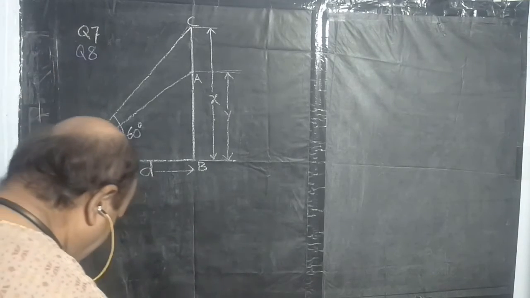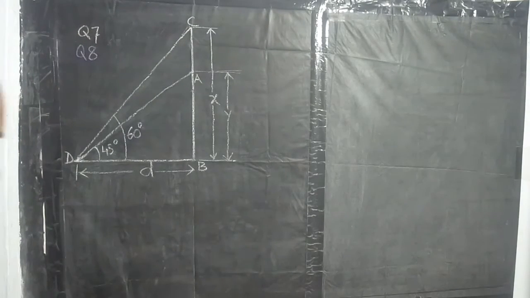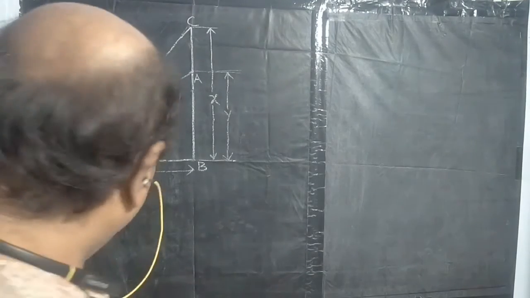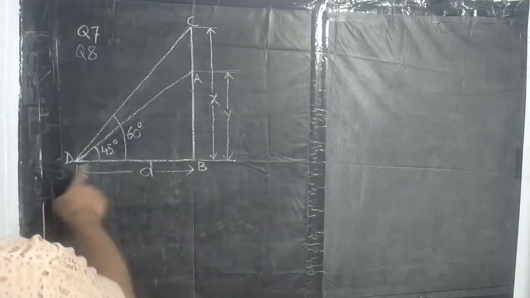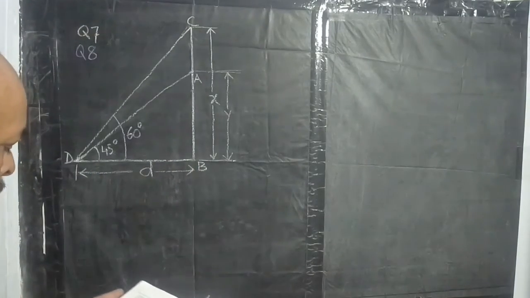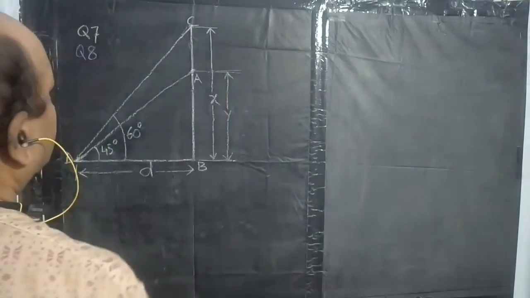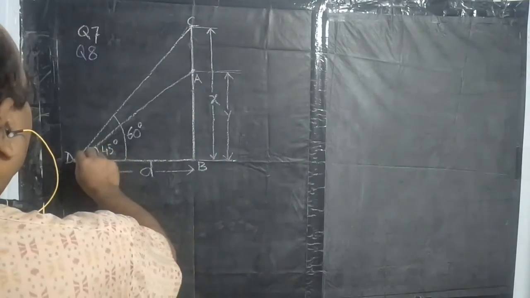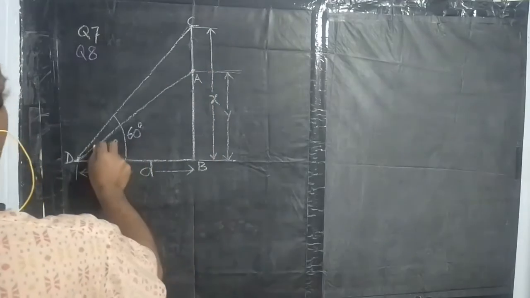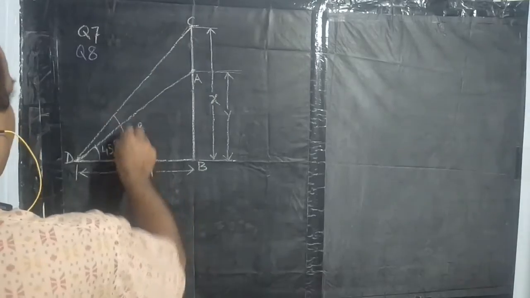Now let us start this problem. Question number 7 and 8. I will read both questions together. From a point on the ground, that point is D. This is the ground, DB is the ground. CA is the transmission tower, and this is the bottom. When you are looking at the bottom, your angle of elevation is 45. When looking at the top of the tower, the angle of elevation is 60.